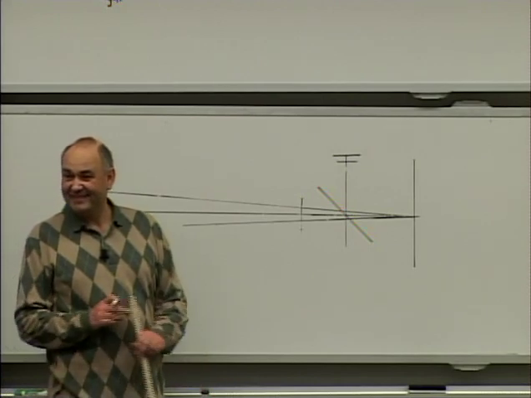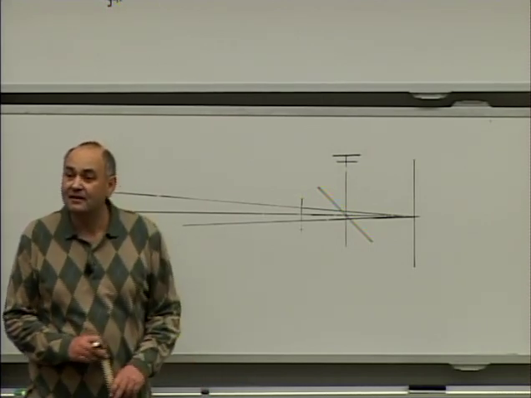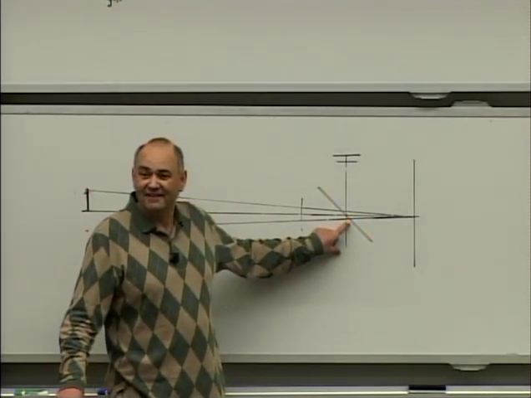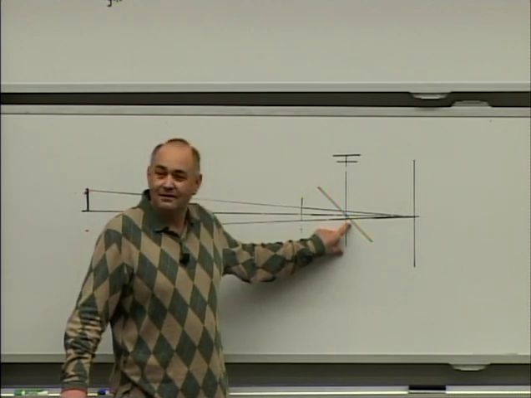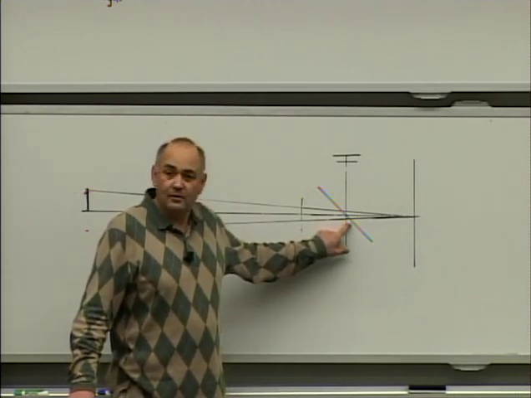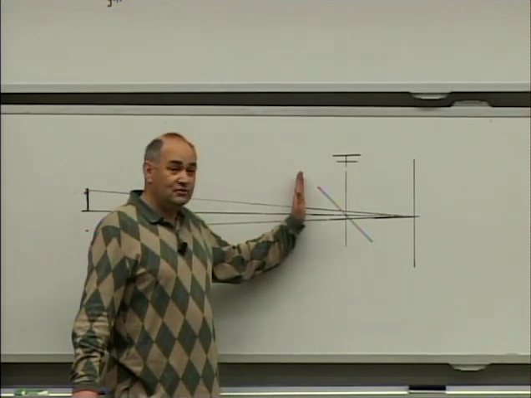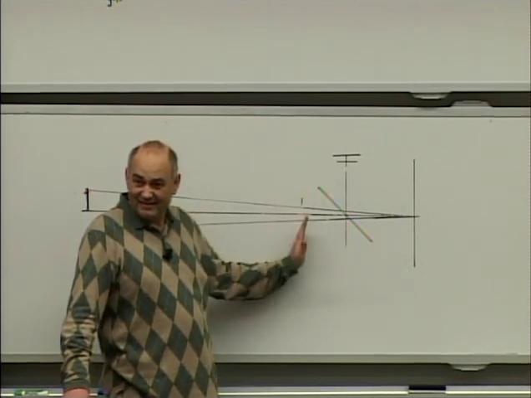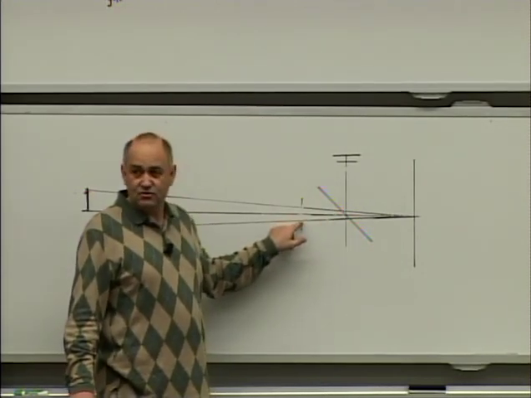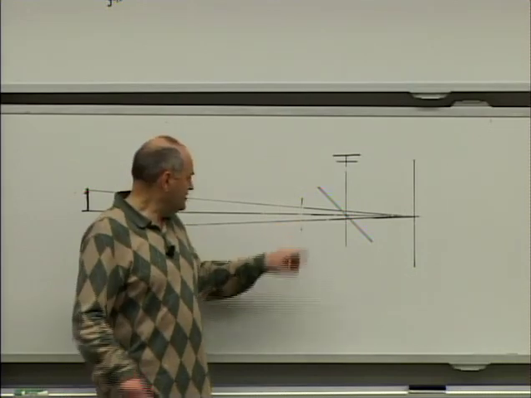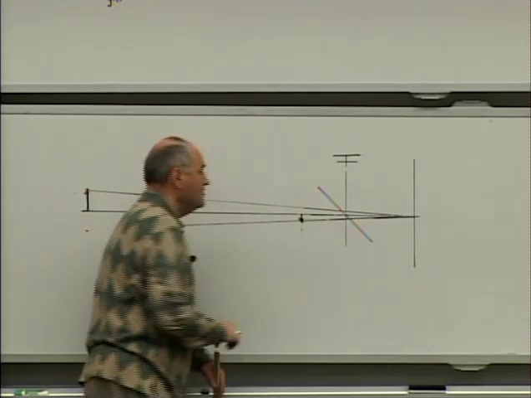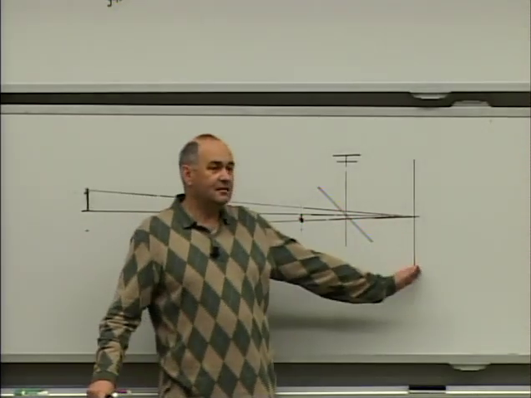Adam? Where? Over here? Why? No, it isn't here. Well, we wanted to have the image at this location. So the image is in this plane, right? The chief ray passes through this point of the plane, which means that the image is here. This is the image formed by the objective mirror.